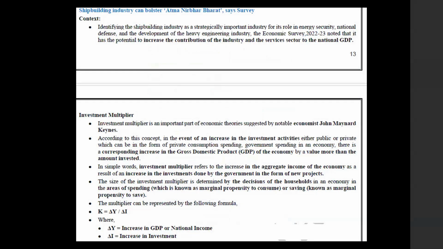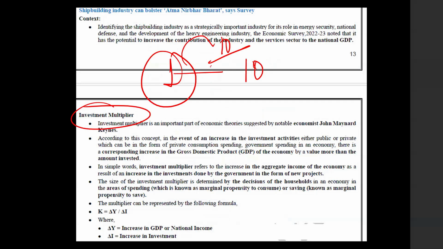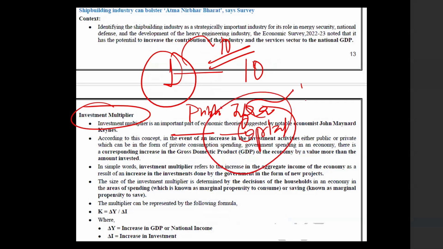Next, guys, the concept of investment multiplier. What is the multiplier effect in the economy? Guys, when we put 1 rupee and it produces 10 rupees, it is called a multiplier of 10. What happens when we do public investments in infrastructure, in capital goods? It will produce more economic growth than what we achieve by spending on subsidies.